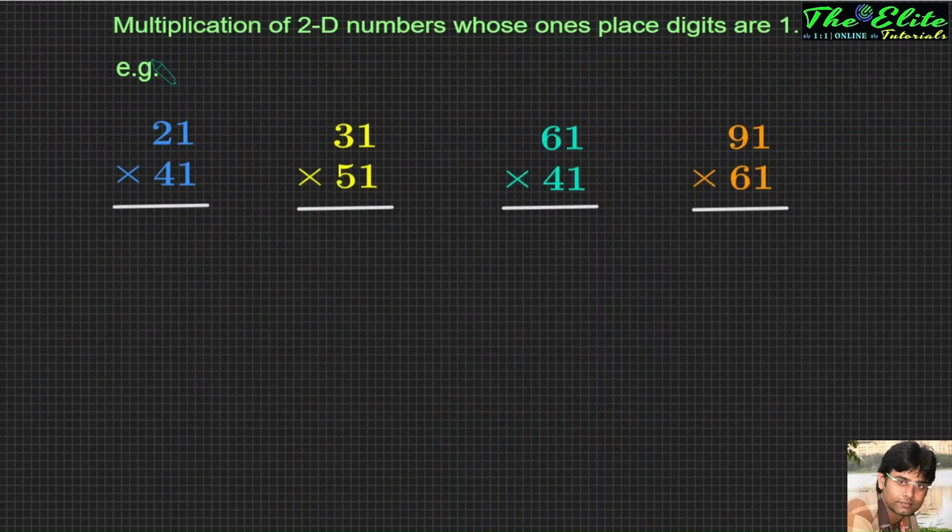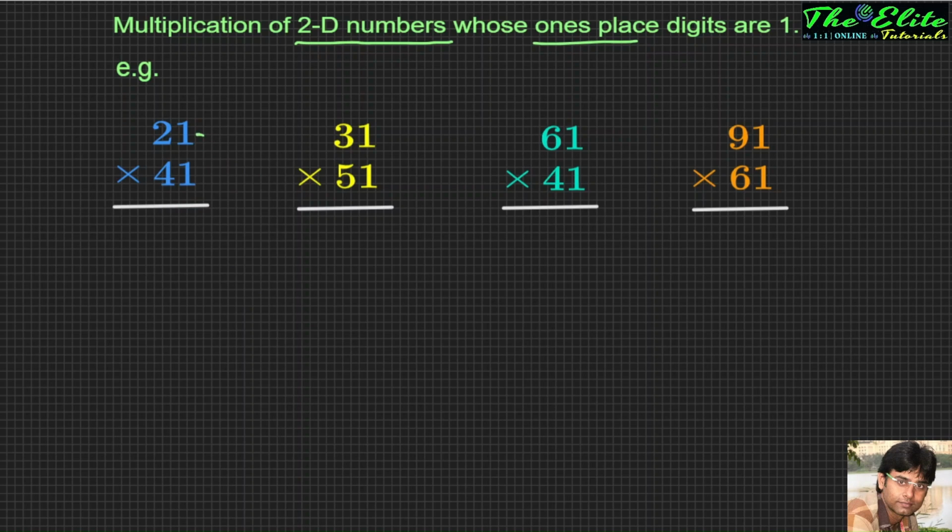In this slide you can see that the topic is multiplication of two-digit numbers whose ones place digits are 1. Now it is opposite. Earlier it was 12 multiplied by 14. This time it is 21 multiplied by 41. So what is the rule here?